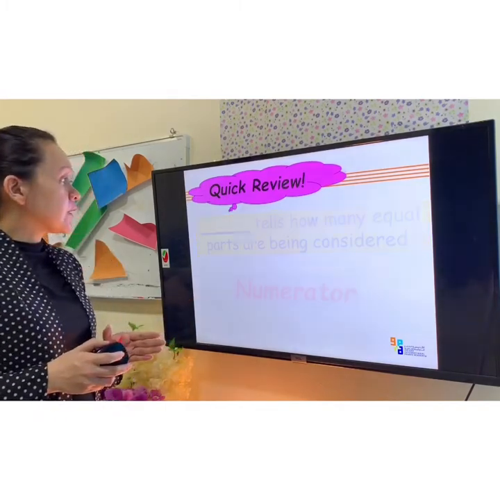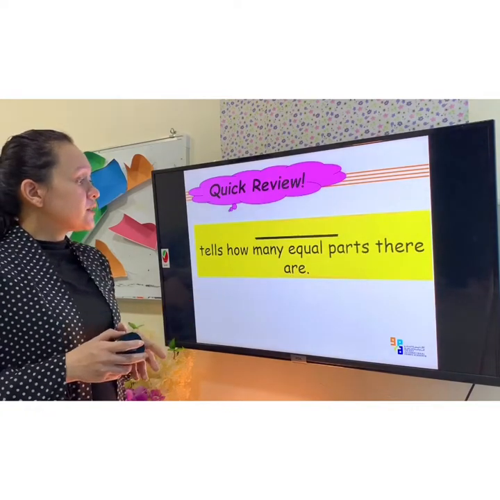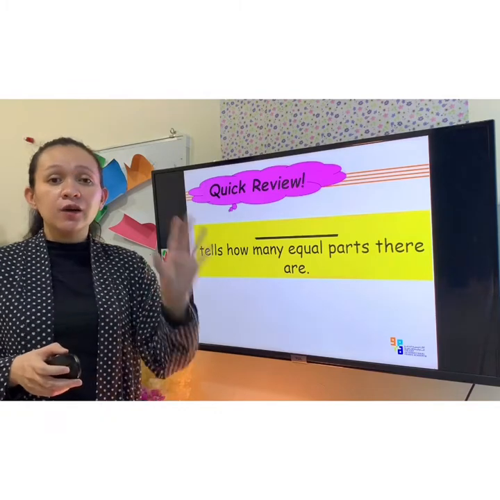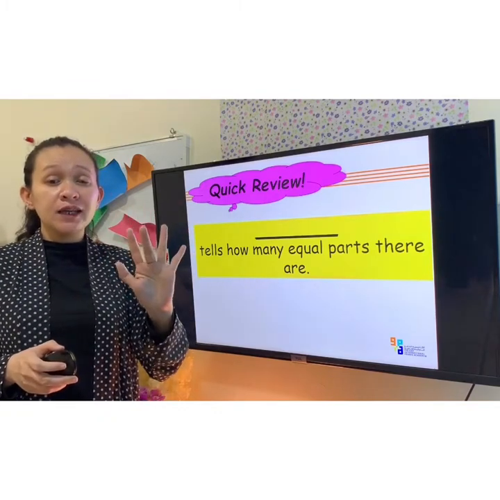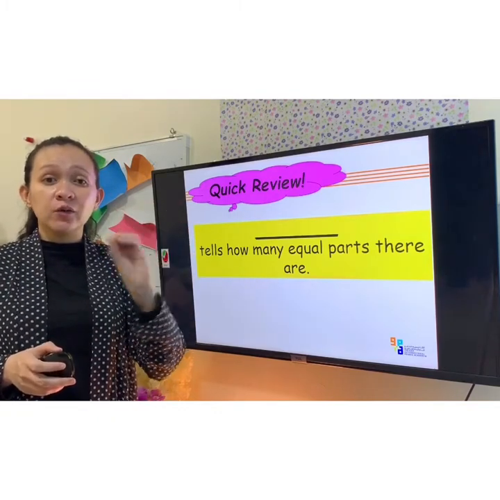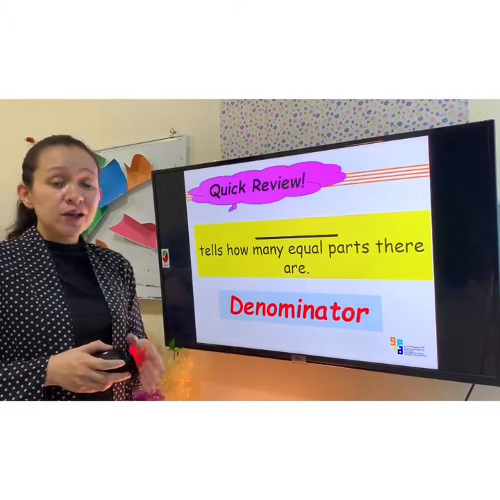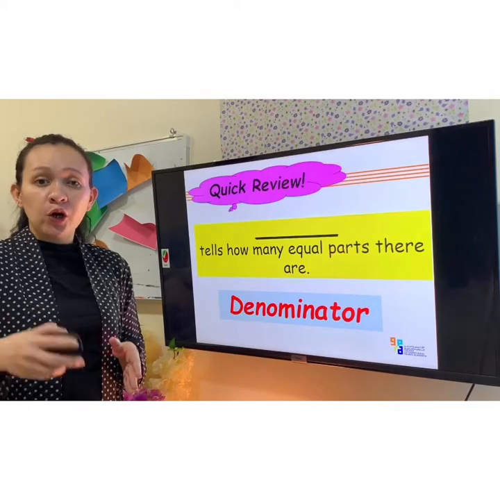Now let's move here. Blank tells how many equal parts there are. So what is your answer here? 5, 4, 3, 2, 1, 0. The answer here is denominator. Remember, denominator, the total number of parts.